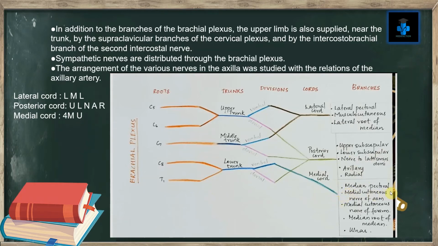To learn the branches of medial cord, I use the mnemonic 4M and U, where 4Ms are the medial pectoral, the medial cutaneous nerve of arm, the medial cutaneous nerve of forearm, the medial root of median, and at last U stands for ulnar. Hope you find it easy.